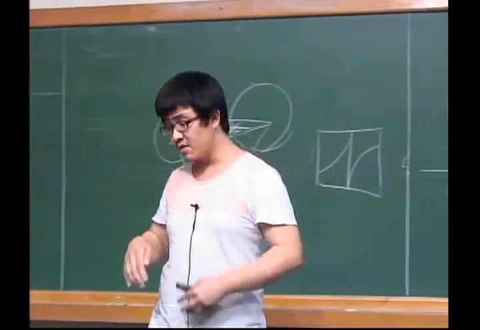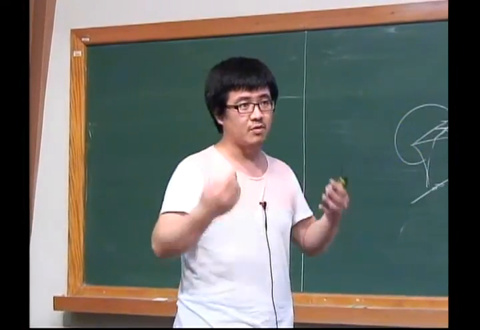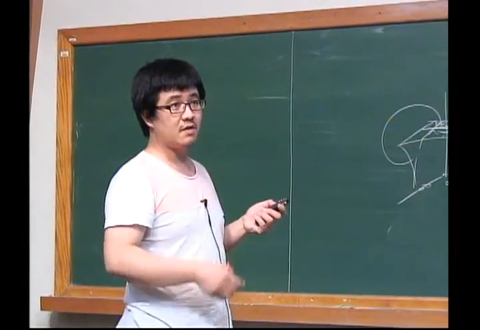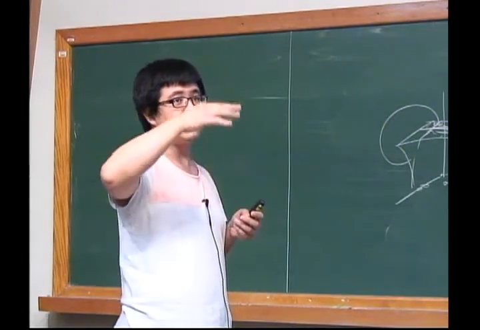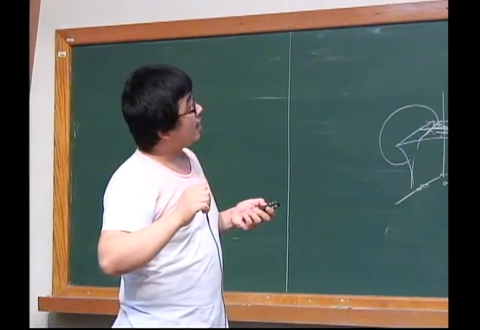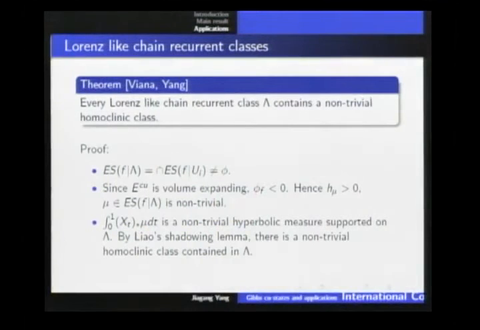This measure is not trivial, but only for the time one map, not for the flow. You take the integration of the measure from 0 to 1, and you get a non-trivial invariant measure for this flow. A non-trivial measure supporting this flow. And by the standard Liao's shadowing lemma, what's the shadowing lemma? Because you have singularity, you need hyperbolic times to get the homoclinic class. But hyperbolic time cannot be taken here. But you have some non-trivial measure, so you can take some hyperbolic time and take it back, use the standard argument, and you can get the homoclinic class, okay?